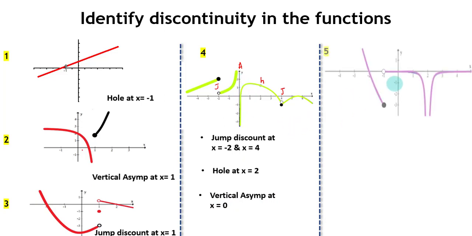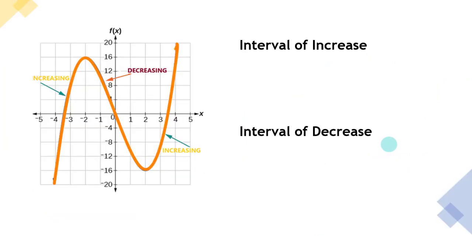For the last one, you can see that we have some kind of jump discontinuity here and an asymptote here. So we have a jump discontinuity at x equals -1 and a vertical asymptote at x equals 2.